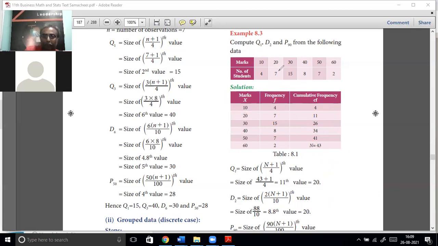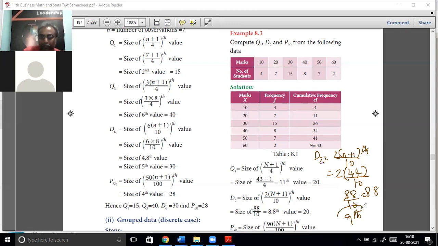Now what you have to find? You have to find D2. How to find D2? D2 is equal to 2 into (n plus 1) by 10th item. That is equal to 2 into (43 plus 1), so 88 by 10 is equal to 8.8th item. That is equal to the 9th item by rounding off. 9th item என்னன்னு பார்க்கணும். 9 is somewhere between 4 and 11.